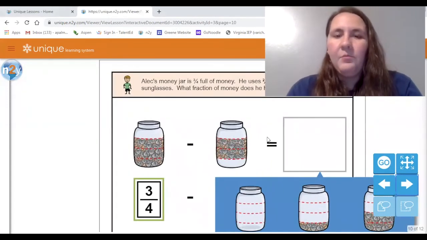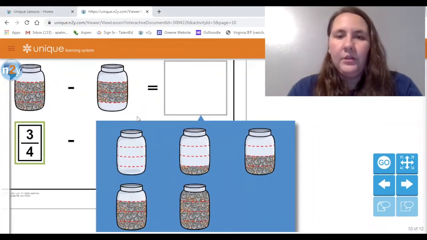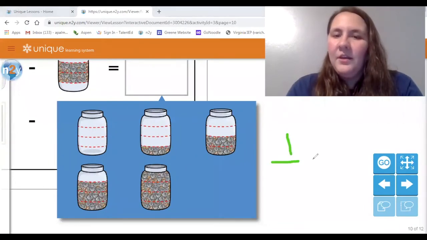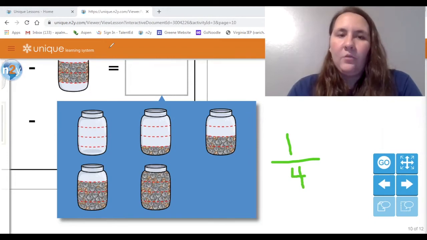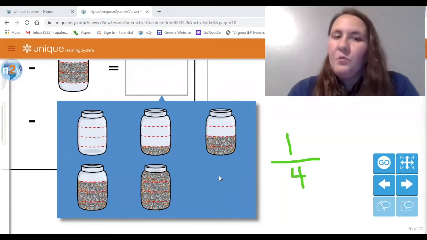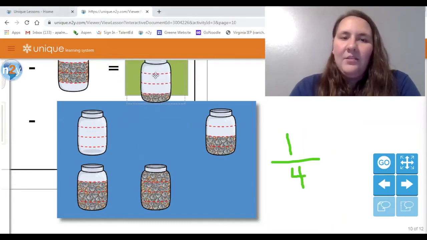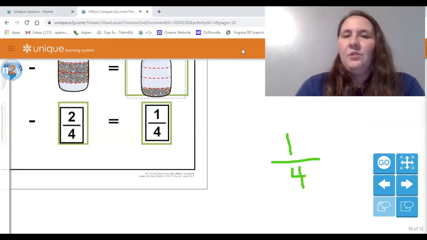Let me try and move it over. You know, Miss Daly's really good at this. 1/4. Which jar has one piece colored in and 4 all together? Great job, you guys. Oh my goodness, such hard workers.